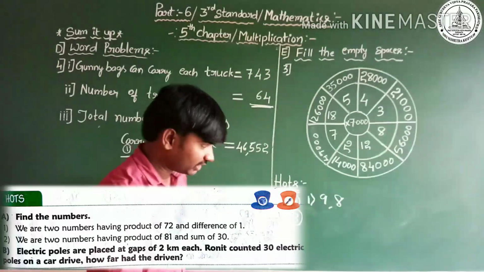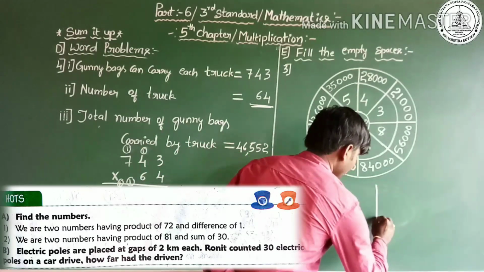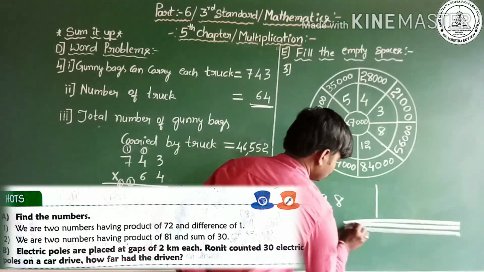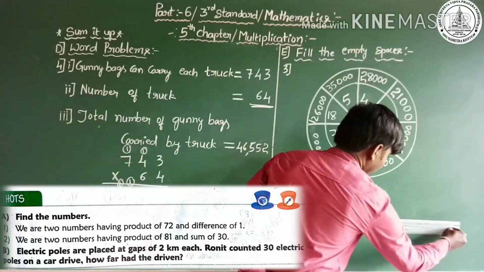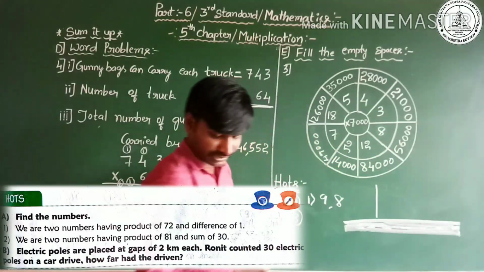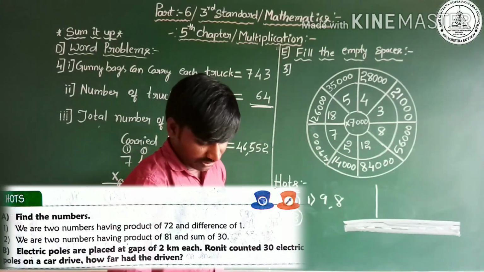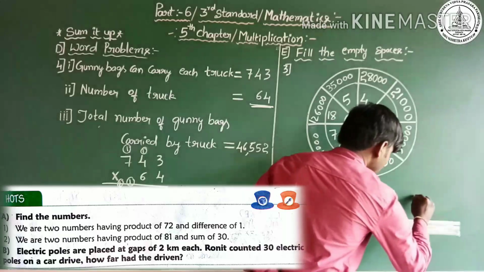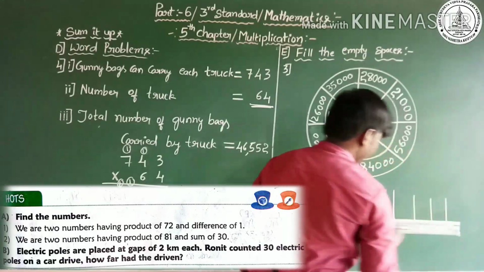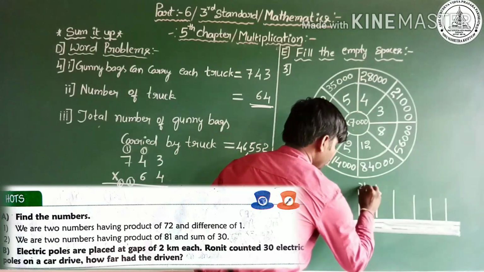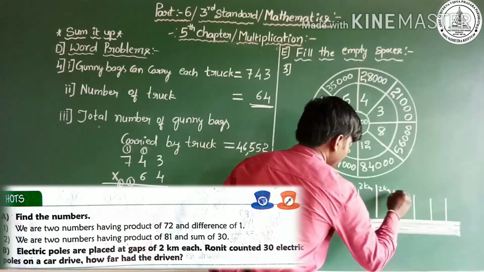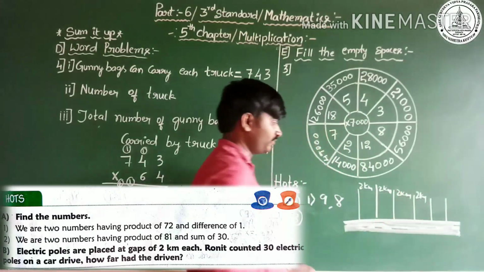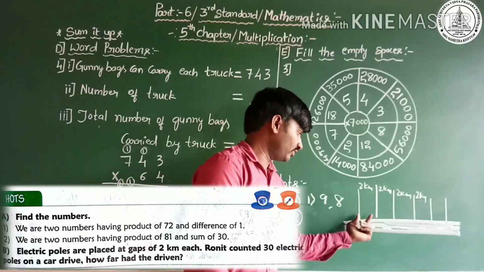Yes, dear student, you know electric poles already. Okay, this is on the way, the road. Yes, dear student, that is the road. Ronit covers electric poles, that's like placing the electric poles. Okay, each electric pole has a distance of 2 kilometers. How many kilometers, dear student? 2 kilometers. The gap is 2 kilometers for every pole.